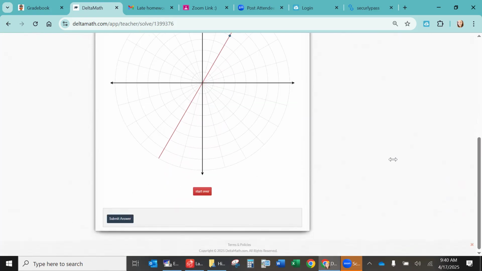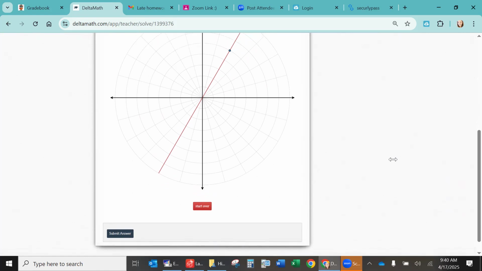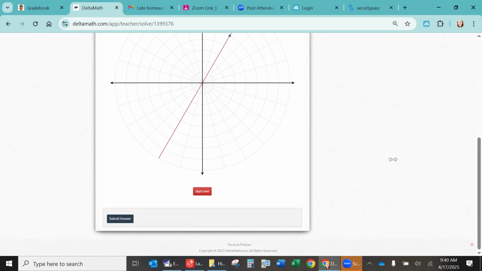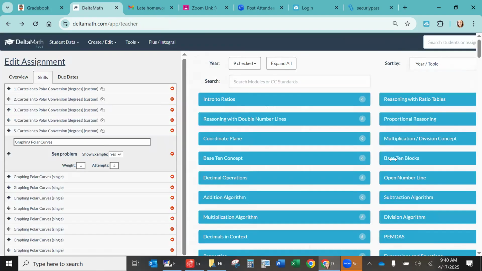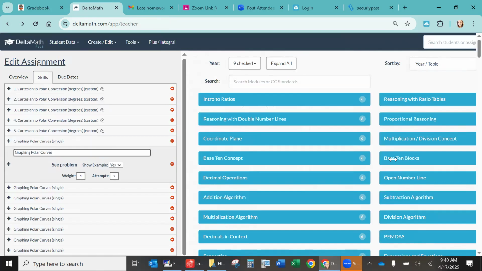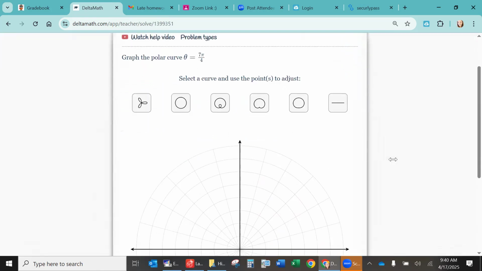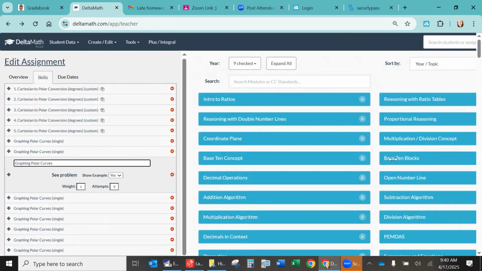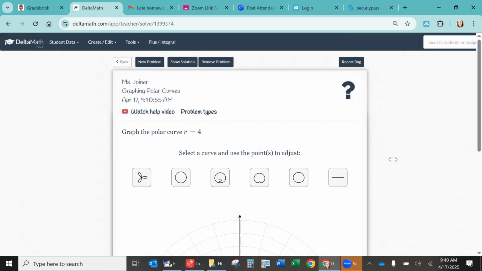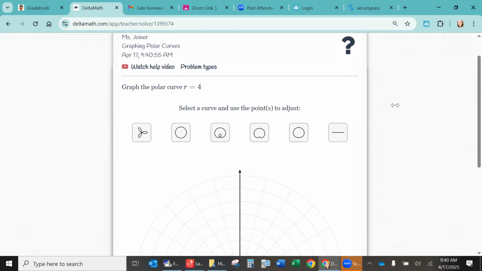So if it's a theta equals, you want a perfectly straight line, and you need it to correspond with what the theta is that they picked. Am I good to go off of that one? All right, go into the next one. So now we're on the second graphing polars. Oh wait, that's the same. Let's skip that one. All right, go down to the third one.